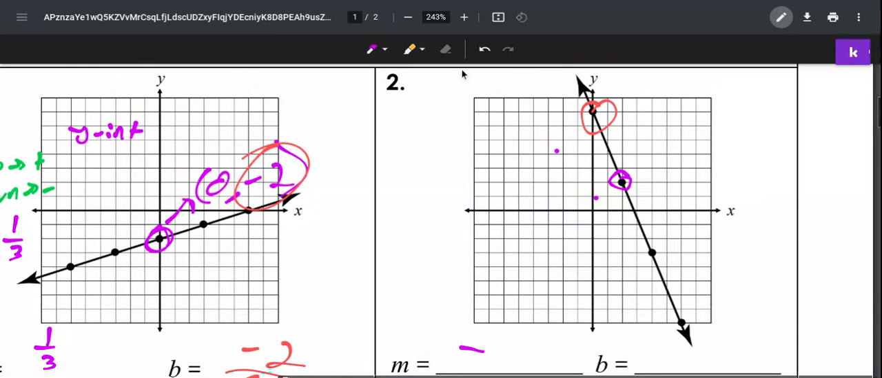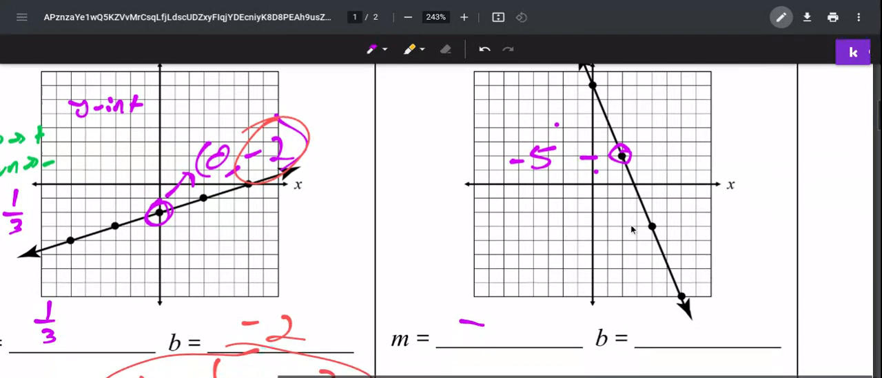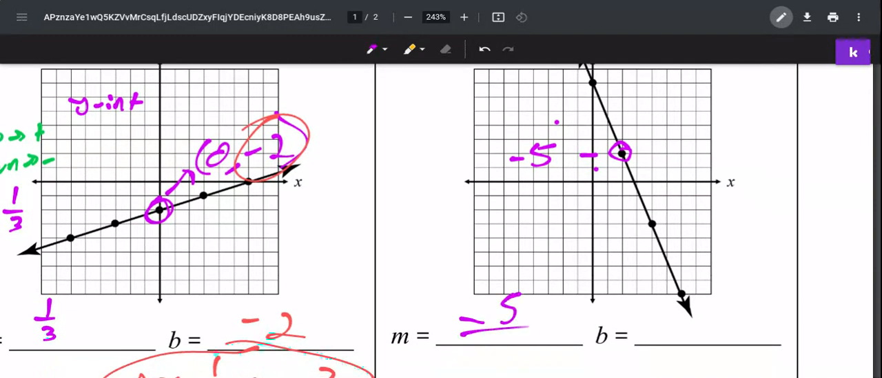All right, then I just count how far I have to go down. So I will go down, let's see, 1, 2, 3, 4, 5. All right, so we would be right here. We would be at 5. So that would be -5 going down. All right, so that's -5 on the top of our fraction for our slope.